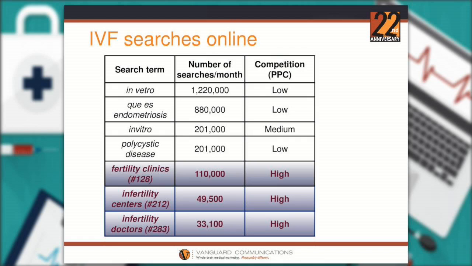And this is evidenced by the number of searches online every month, which Google can tell us, for various search terms. So even the search term in vitro is searched over 1 million times a month. Misspelled, it is searched 1.2 million times a month. And look at how rarely people look for fertility clinics in the same month. Less than 1/10 as often here in the gray area. And even less, about half of that, they're looking for infertility centers. And even fewer times, they're looking for infertility doctors.